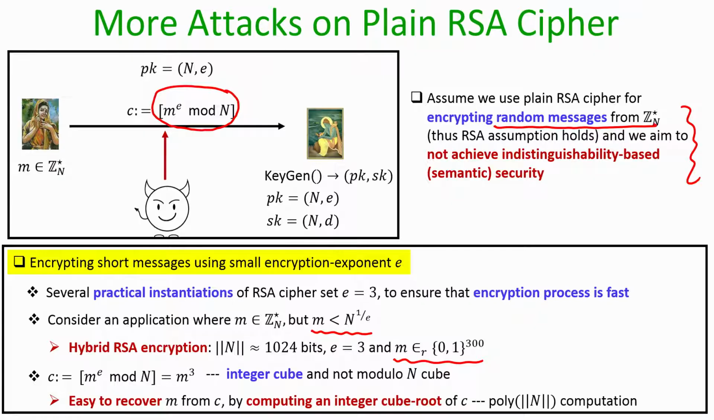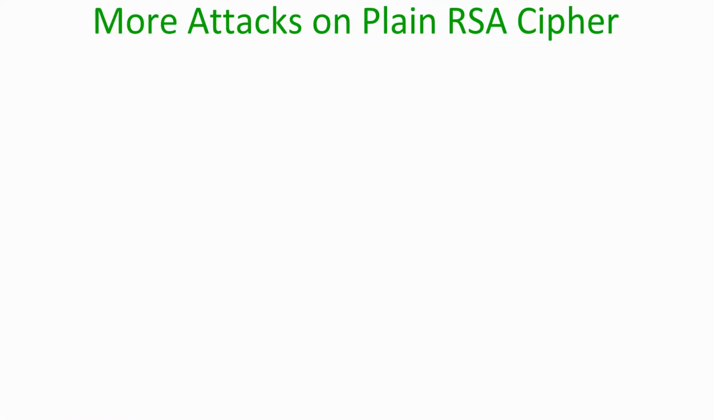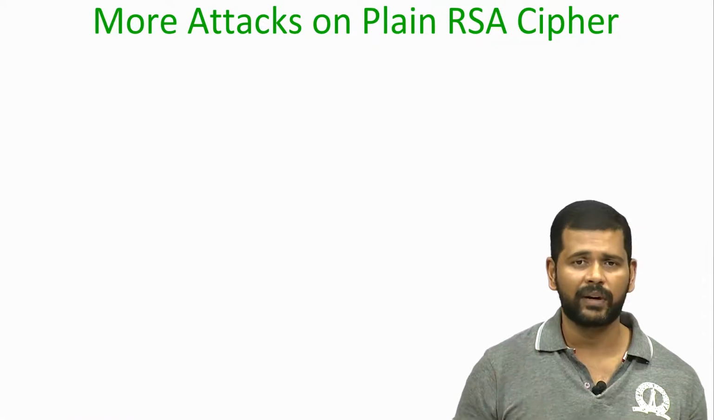And it is very easy to recover the underlying unknown m from the C by just finding an integer cube root of the ciphertext C, which can be computed in poly of the size of the modulus n amount of computation. So, that is a first class of attack.